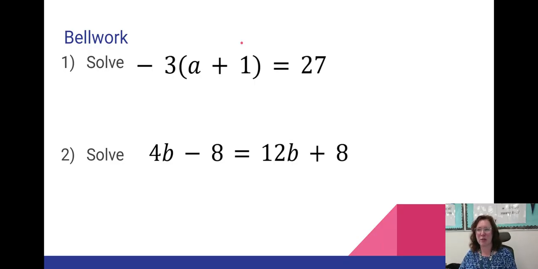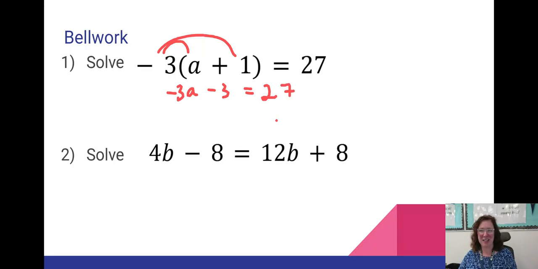First, we start with some bell work. We have to distribute negative 3 times A is negative 3A, and negative 3 times a positive 1 is negative 3 equals 27, and then add 3 to both sides and divide by negative 3 on both sides of the equal sign.